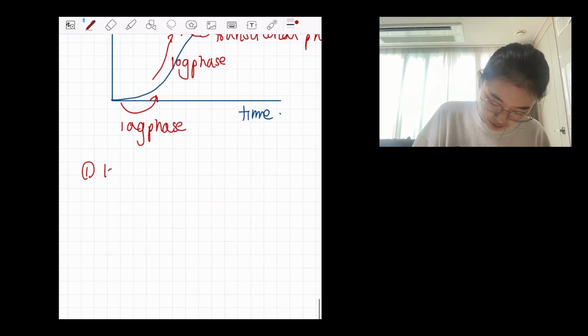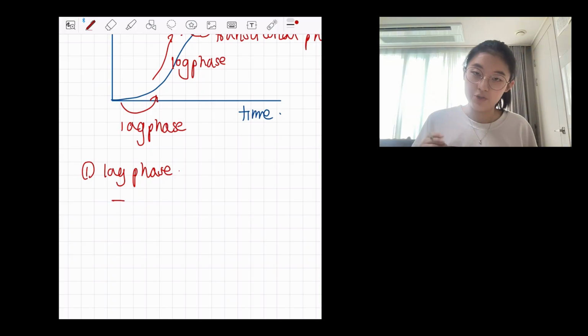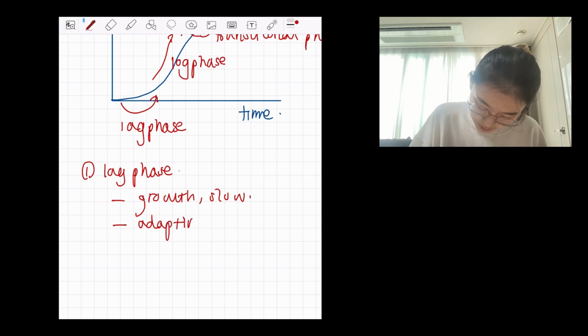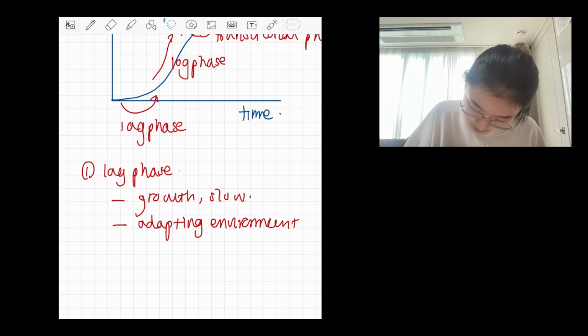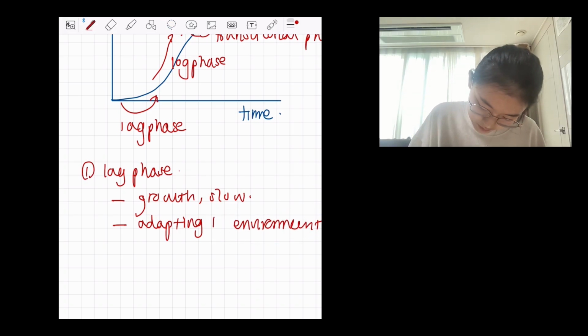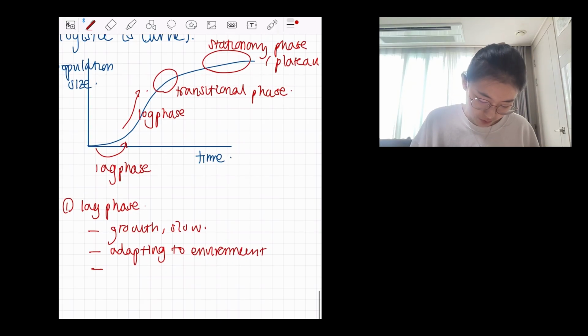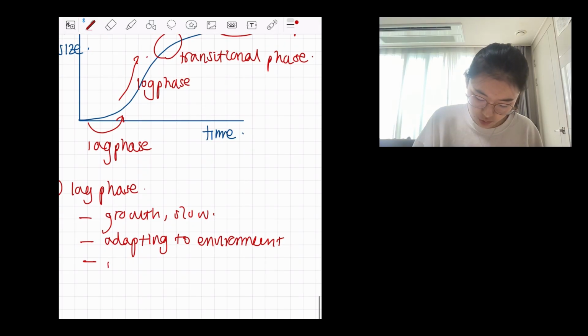Firstly, we're going to look into the lag phase and its features. Now, the lag phase is where the population is growing, but it's growing very slowly. And the population is generally adapting itself to the environment. And the individuals of the population are generally obtaining resources from the environment, and at the same time, they're maturing into adults, getting ready for reproduction.